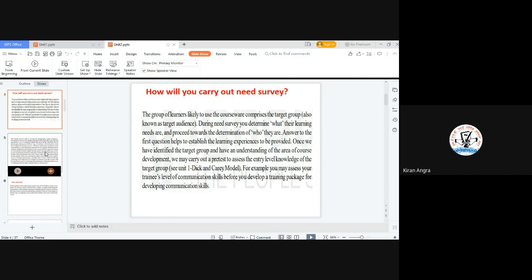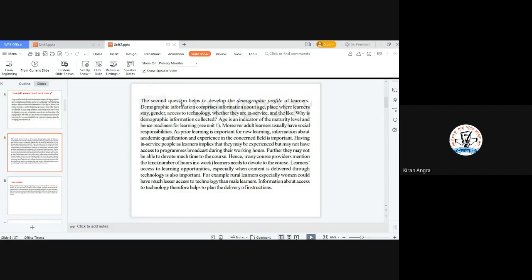The second question that comes while developing the need survey is the demographic profile of the learner. Demographic information usually comprises information about age, the place where the learner stays, gender, how much access they have to technology, and whether they are in service. Age, for example, is an indicator of maturity level, and hence readiness for learning can be assessed through it. Adult learners usually have some social responsibilities.